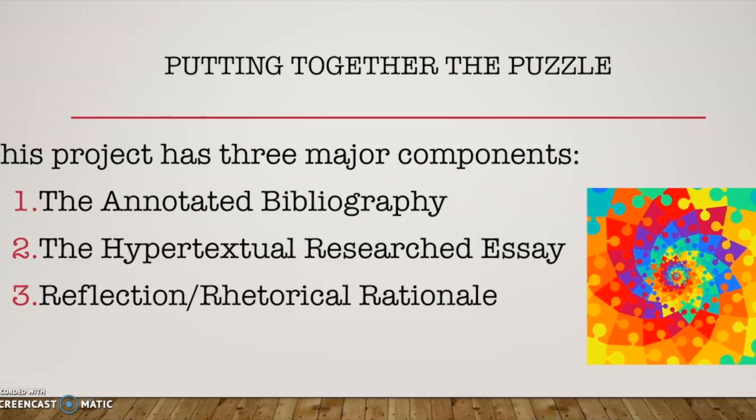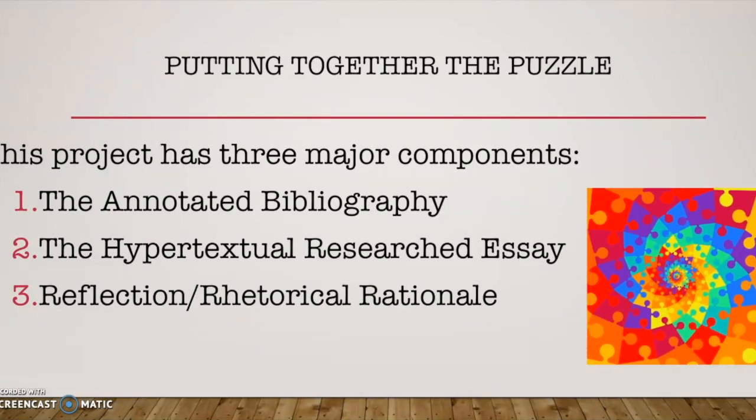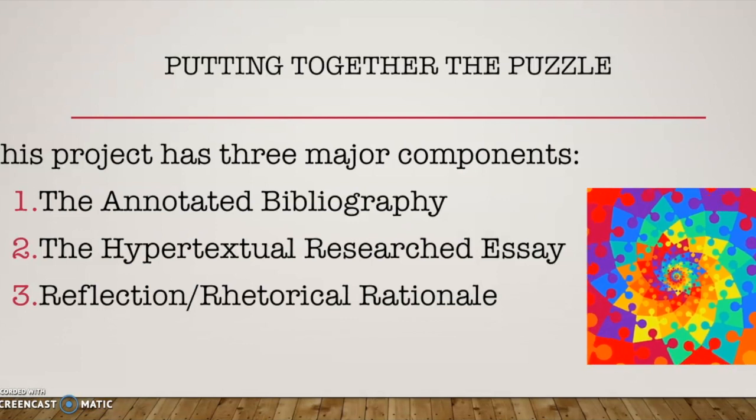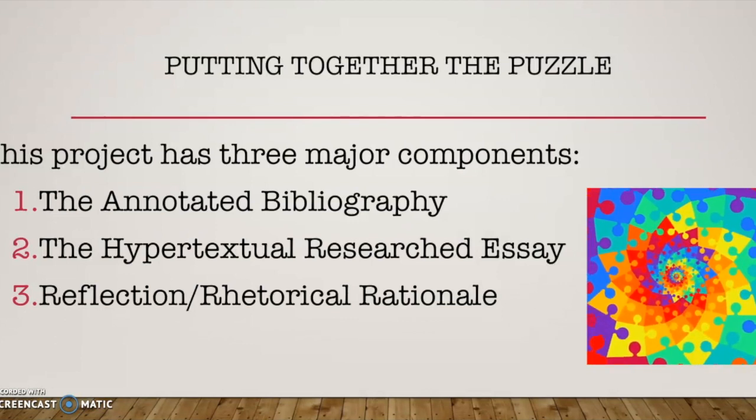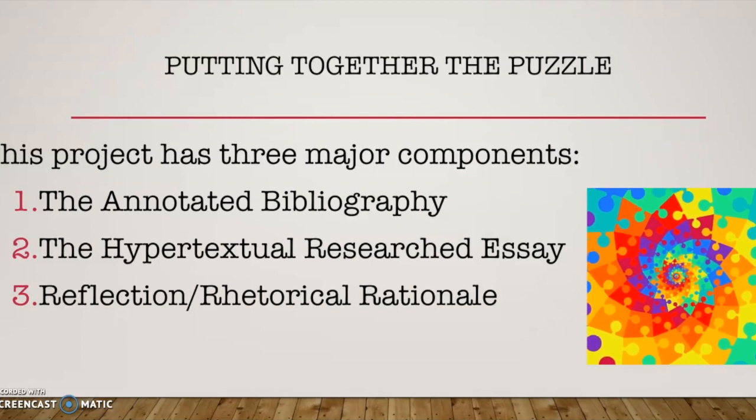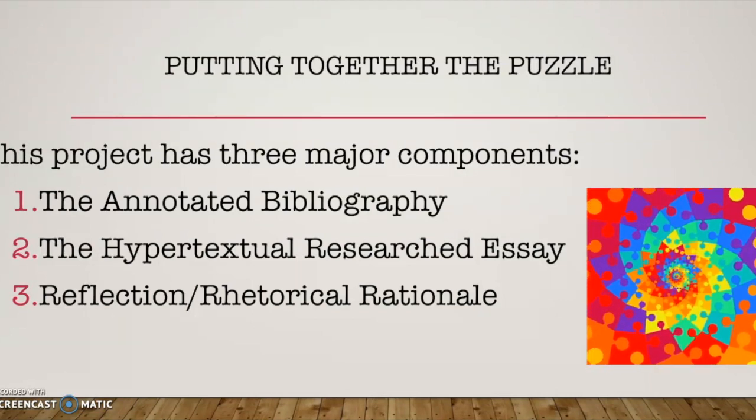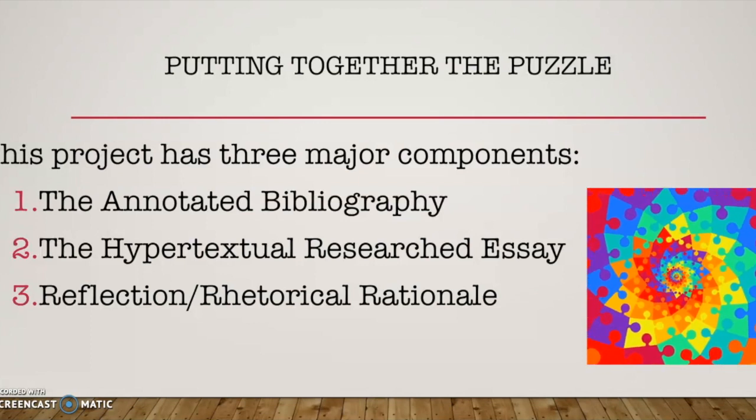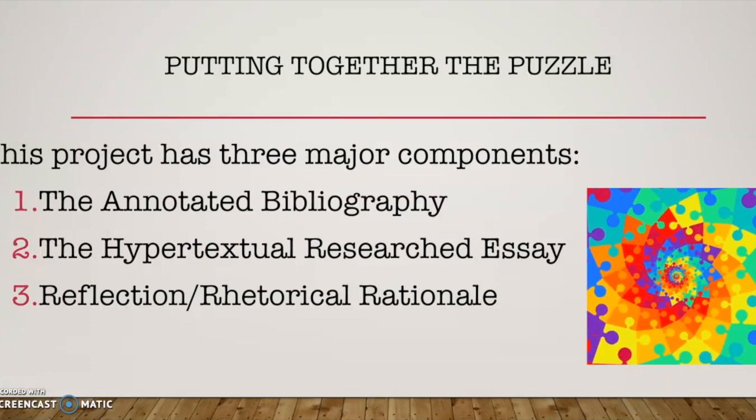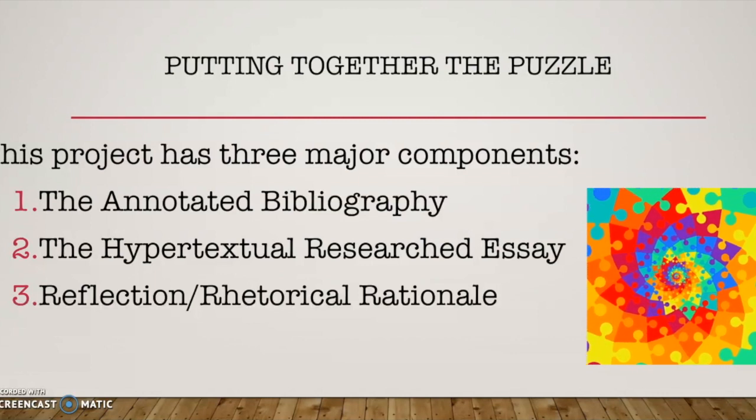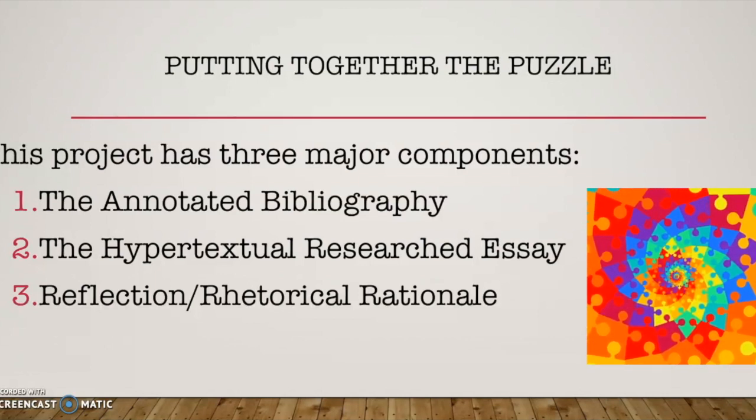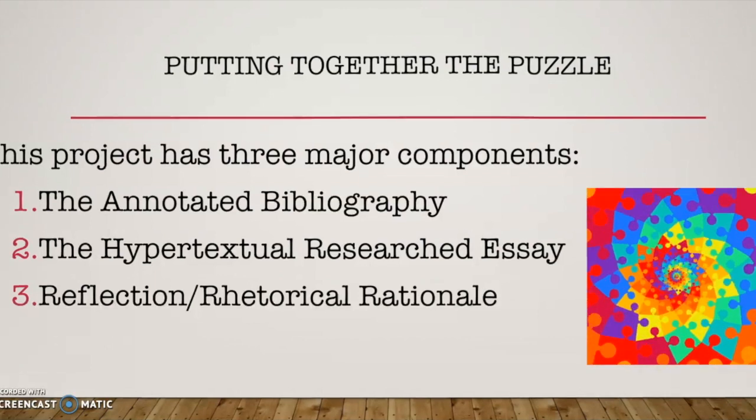The project itself has 3 major components: the annotated bibliography, the hypertextual research essay, and then of course, much like project 1, we have a reflection or rhetorical rationale. Now each of these 3 components is broken down much further into smaller pieces that help to build the larger project product.